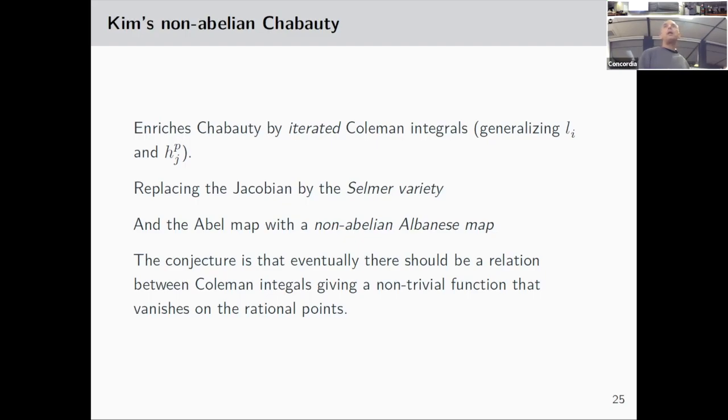And the conjecture is that if you go sufficiently high, so you take sufficiently complicated iterated Coleman integrals, eventually there'll be a relation, and it will give you a non-trivial function that vanishes on rational points. The difficulty in all of this is a theoretical difficulty figuring out why it's true that there will be some relation, and then even more difficult is to actually find this relation where it exists.